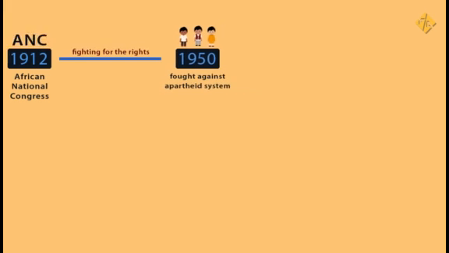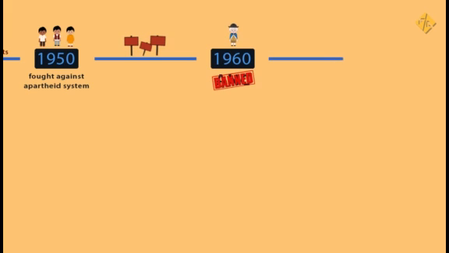In the year 1912, the ANC, also known as the African National Congress, was formed with the aim of fighting for the rights. After 1950, the blacks, coloreds and Indians fought against the apartheid system. They launched protest marches and strikes. In 1960, the white South African government banned the ANC. But still, Nelson Mandela and a few other leaders continued to protest.